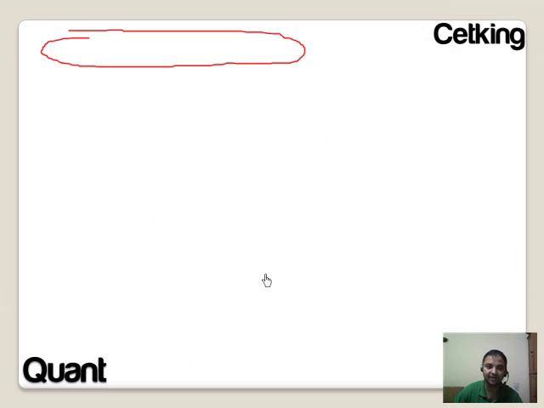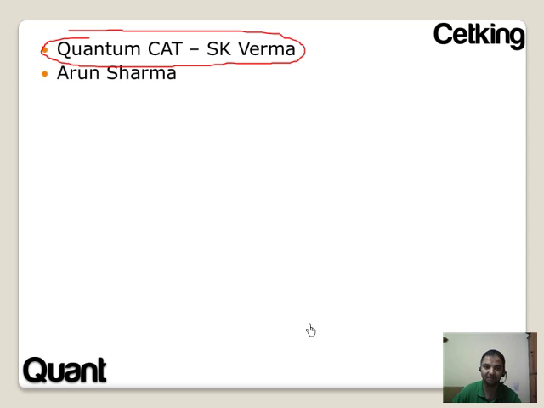If you're taking all the exams, then Quantum CAT is a very good book. It contains all the features which are there in Arun Sharma, but it is a better book because there are a lot of questions, and every question comes with a solution, whereas in Arun Sharma almost 50% of questions don't have a solution. That will be a big problem, especially for starters.